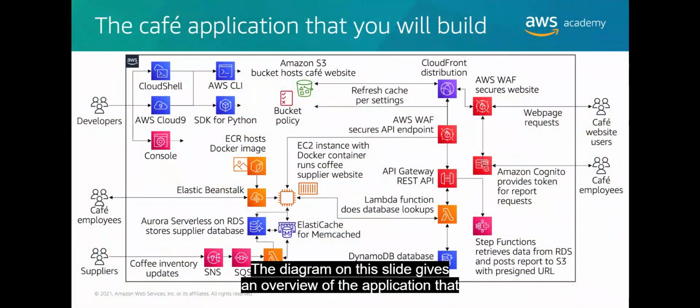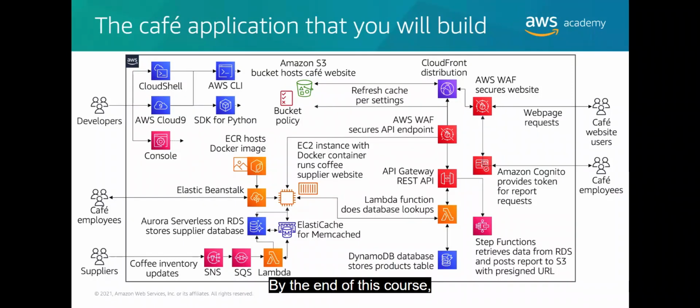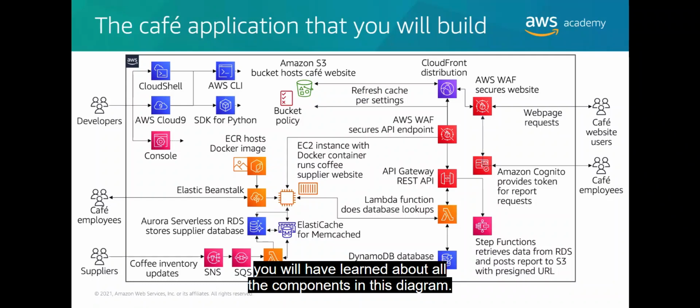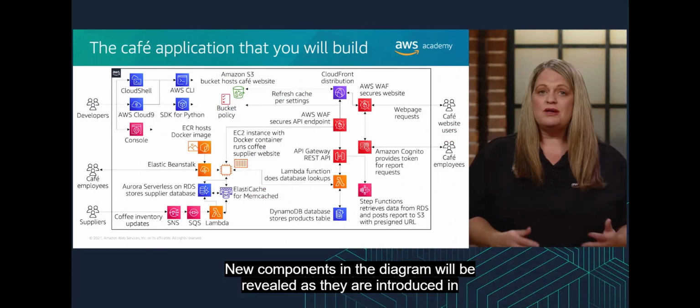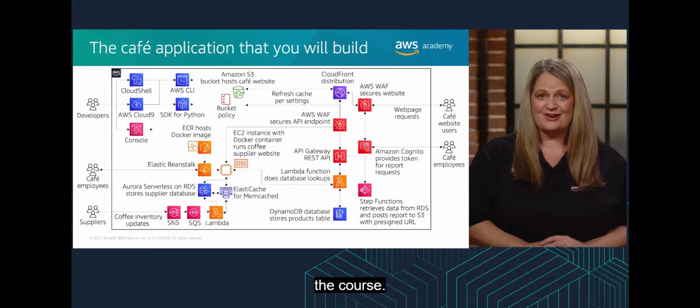The diagram on this slide gives an overview of the application that you will build through the labs in this course. By the end of this course, you will have learned about all the components in this diagram. You should also be able to construct your own cloud application that has as many components as this example. You will see this diagram repeated at the start of most modules in the course. New components in the diagram will be revealed as they are introduced in the course.